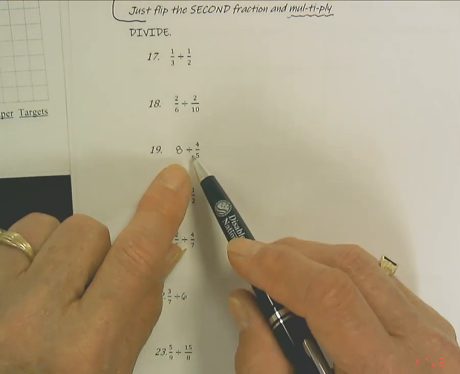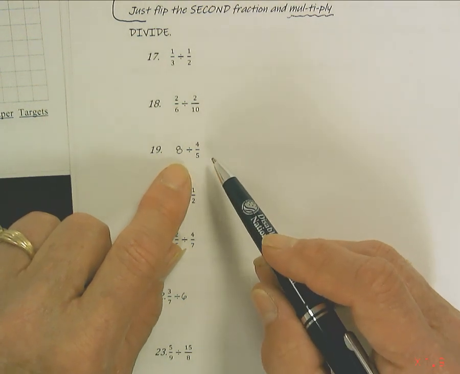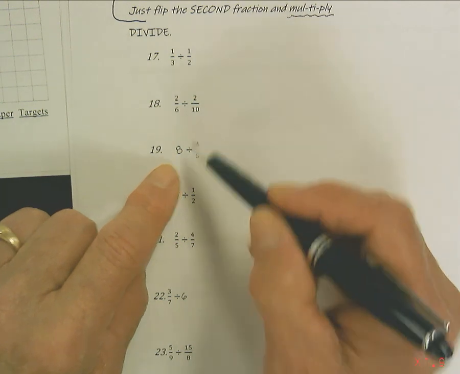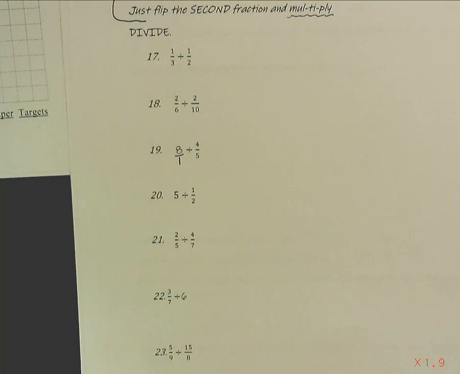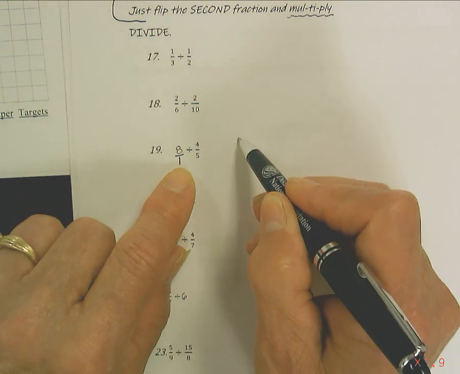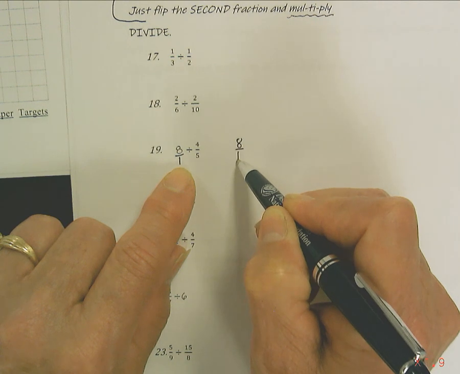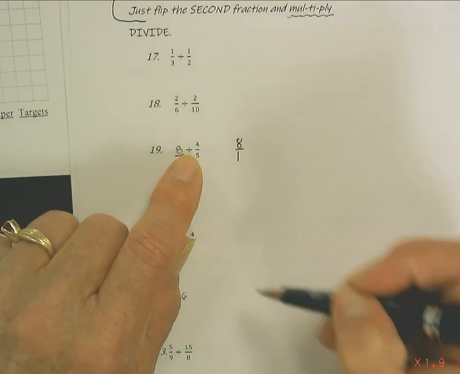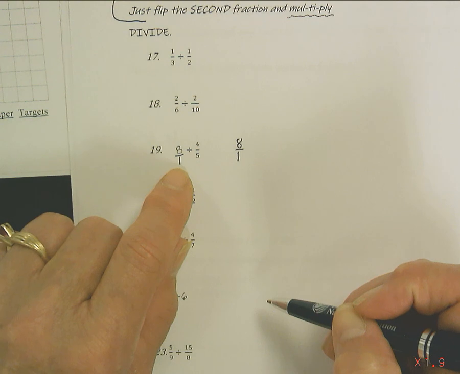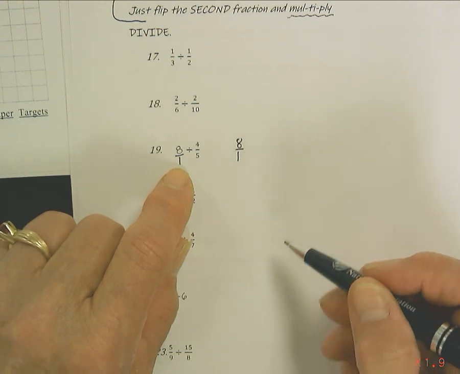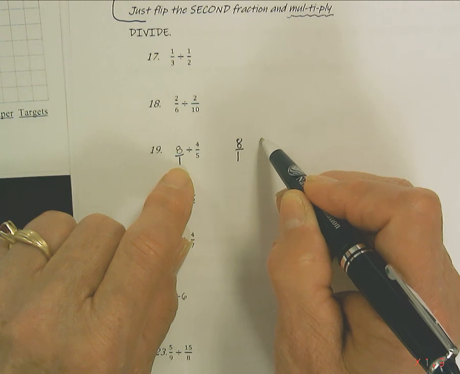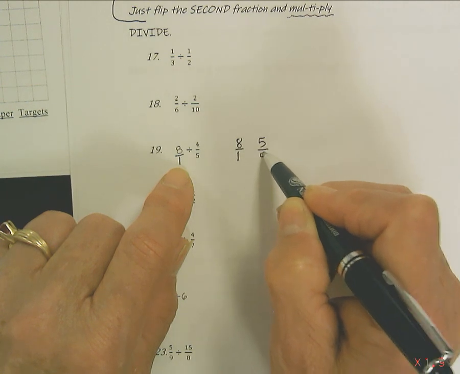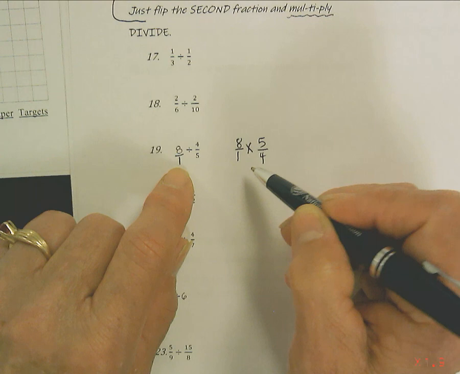But this one looks a little different. What do we need to do? Can you put a 1 under it? Yeah, we need to put a 1 under the 8. They both need tops and bottoms. So we have 8 over 1. This is a division problem. So what is the rule? Flip the second fraction. So it will be what? What do I write down? 5 over 4. And multiply.